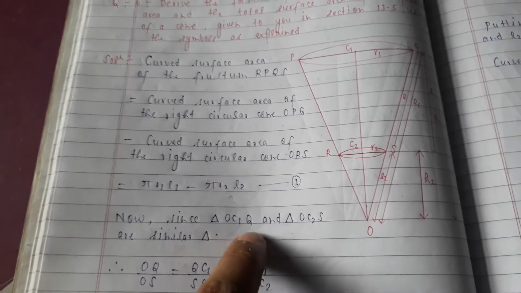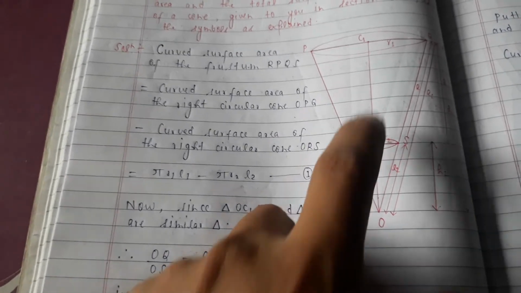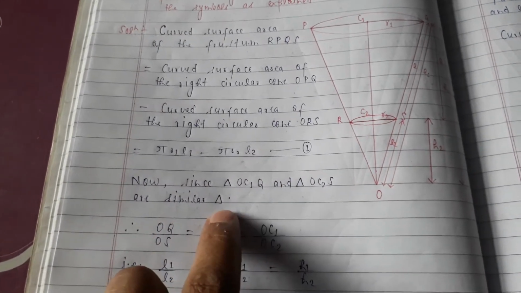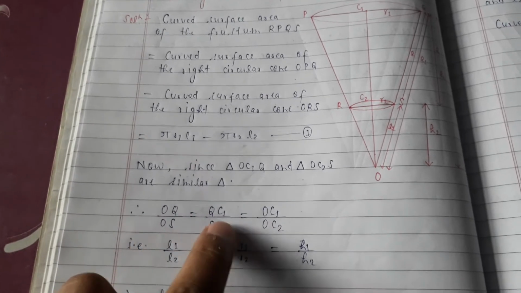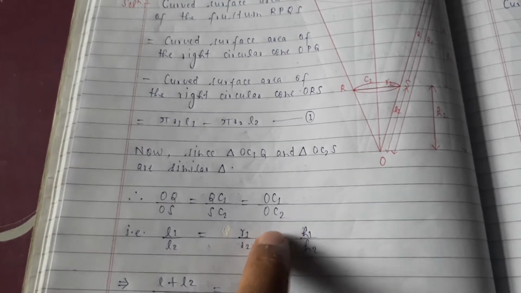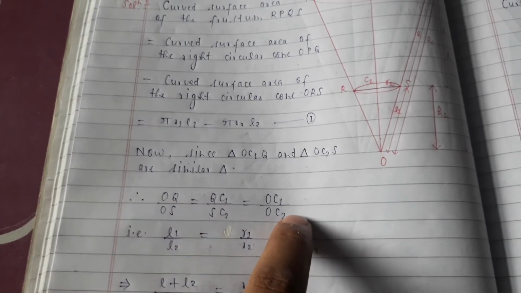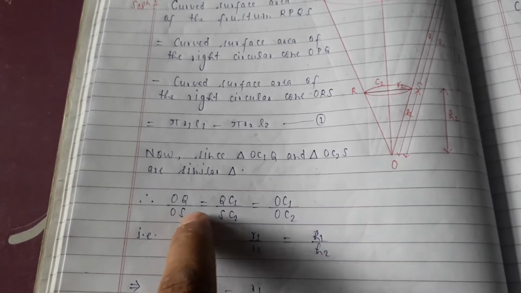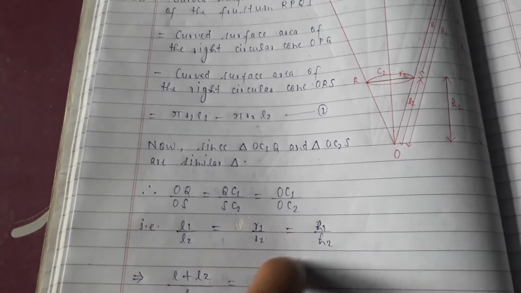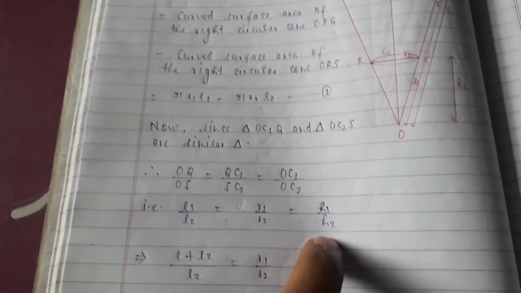Now since triangles OC1Q and OC2S are similar triangles, therefore OQ upon OS equals QC1 upon SC2 equals OC1 upon OC2. This is because in similar triangles the ratio of corresponding sides are equal. This is the property of similar triangles. So that is L1 upon L2 equals R1 upon R2 equals H1 upon H2.